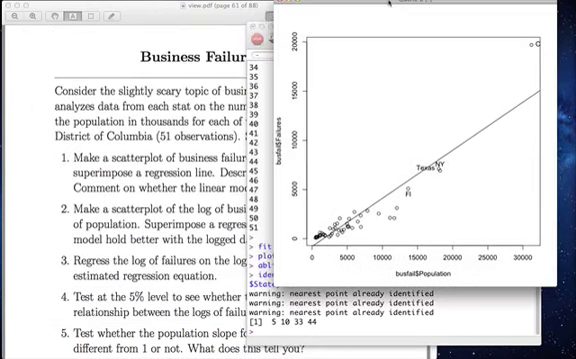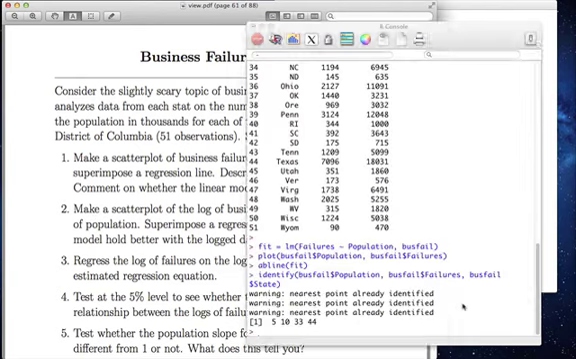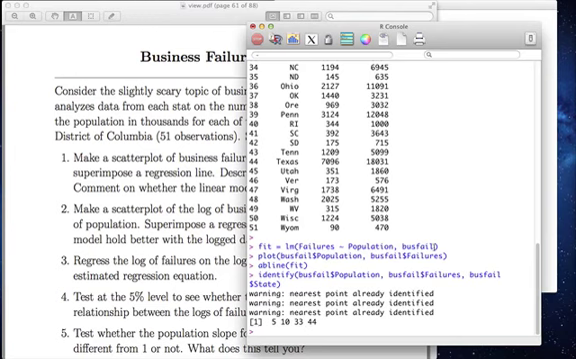Let's now go back to the course packet and do part 2. The conclusion to question 1 is the linear model doesn't hold because of an outlier and because of heteroscedasticity, so we need to do something different. Make a scatter plot of the log of business failure against the log of population. Superimpose a regression line. Does the linear model hold better? This is really just a multiplicative model.